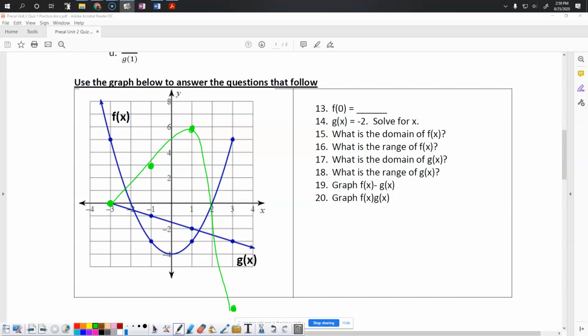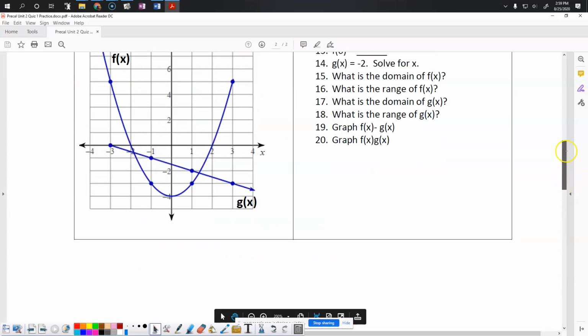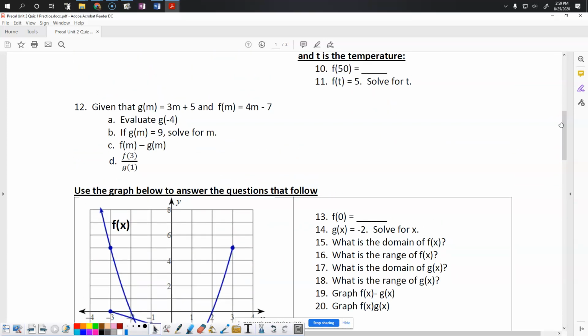So that's where we'll stop for the day. So I gave you a fast way and a long way to do numbers 19 and 20. Do whatever you prefer. But that should do it. I think that covers the study guide. So there you guys have it. Good luck on your quiz.